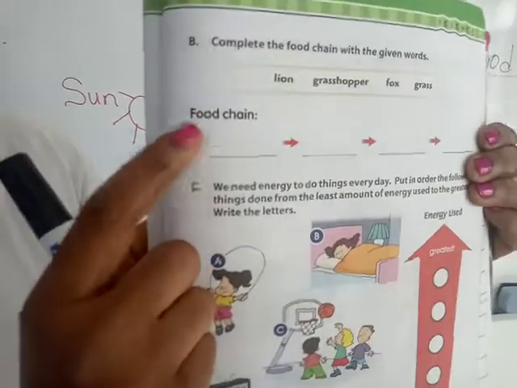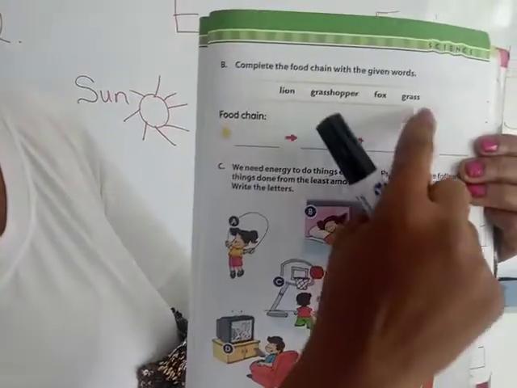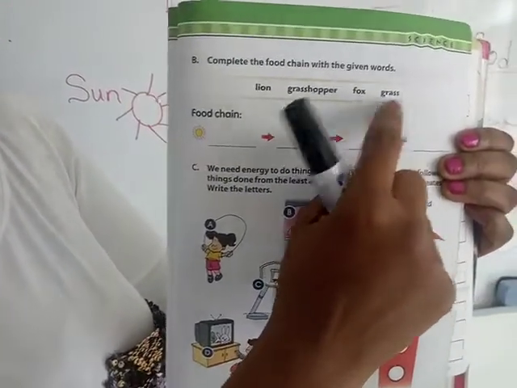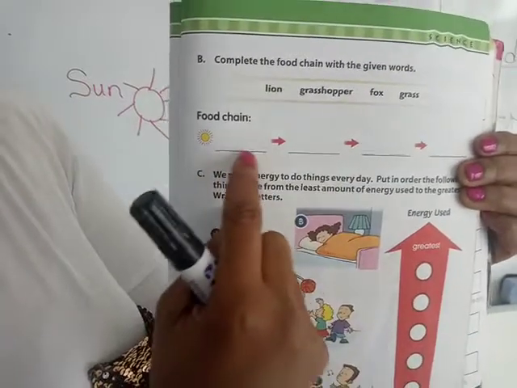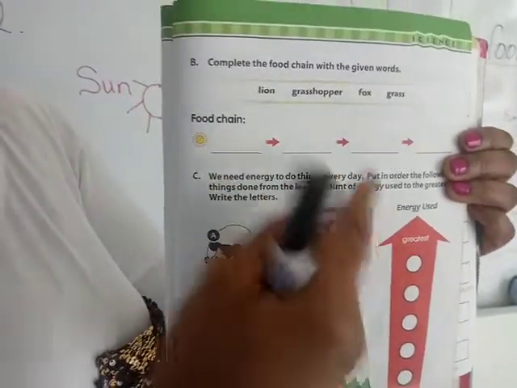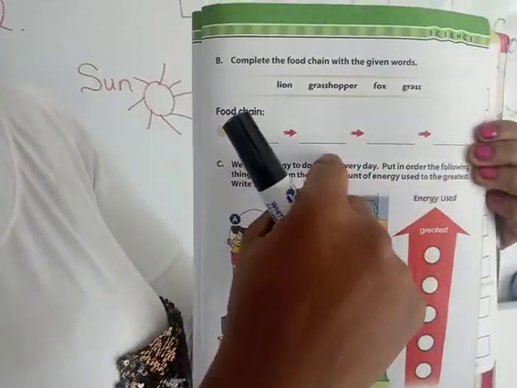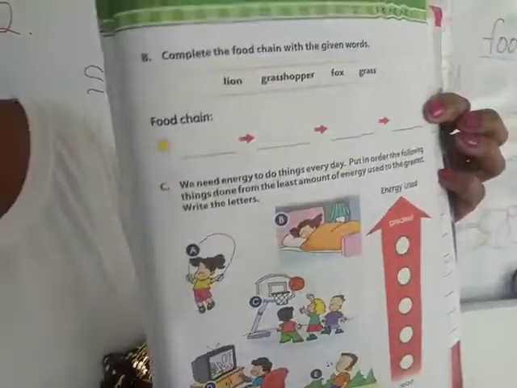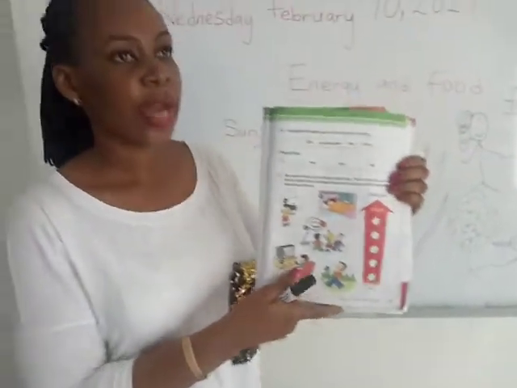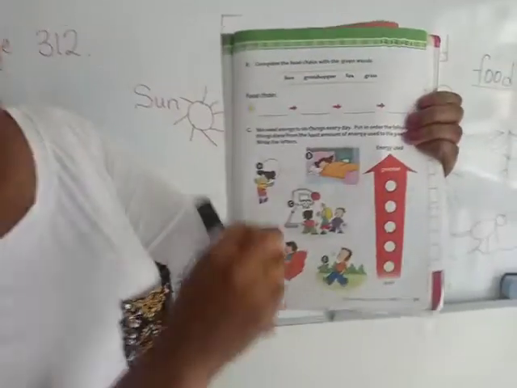Where will the sun shine on? The sun is going to shine on the grass. So you have to put the grass here first. And then after the grass, what eats the grass? You write next. And what eats that thing that eats the grass? You write until you get to the last line. All right? And then we come down here.